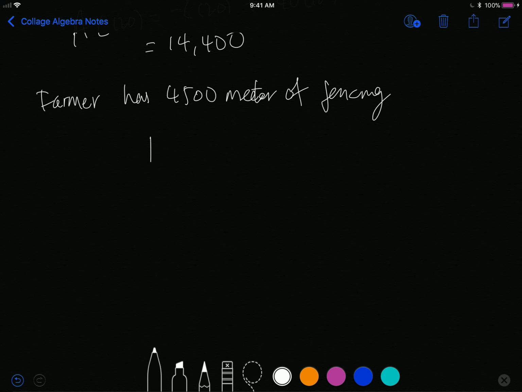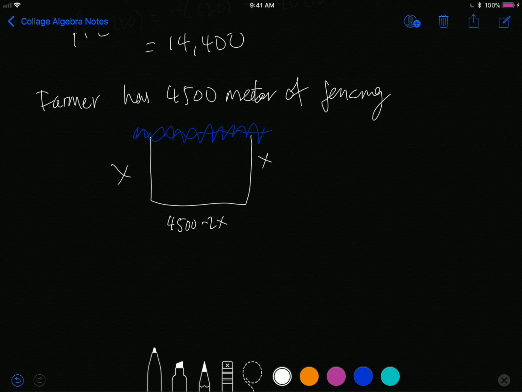So what happens is he has a plot, but over here there's a river, and because there's a river over here, he doesn't need to fence that side. So they call this side x. They call this side down here 4,500 minus 2x, and they call this side x right here. And then they ask, what's the largest area that can be enclosed?